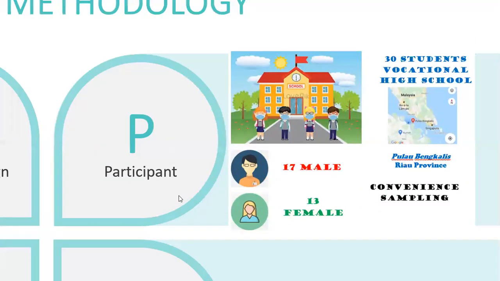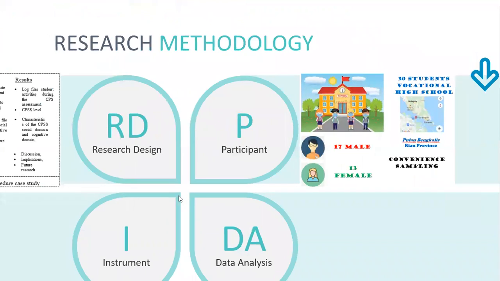Next, participants. In this study, the participants are 30 vocational high school students in Pulau Bengkalis, Riau Province, 17 male students and 13 female students, with the sampling technique being convenience sampling, according to Fraenkel. Next, instrument.